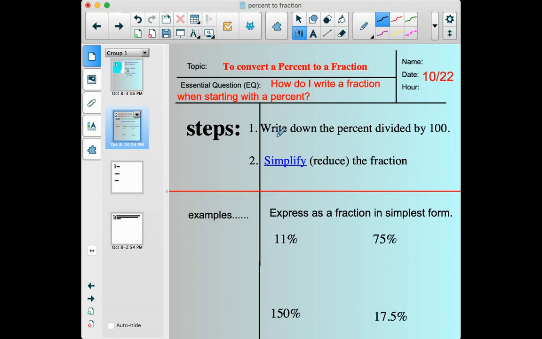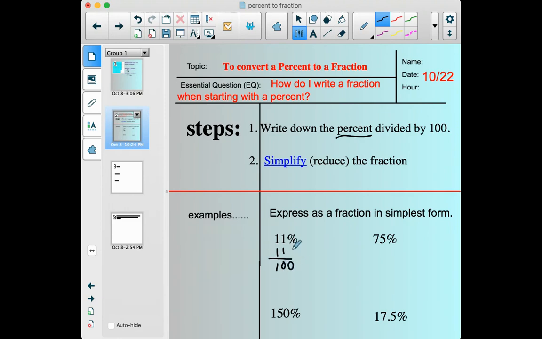So the steps, if you're given a percent, you're going to write it as that number divided by 100 because that's what percent means. Percent means out of 100. After we've done that, if possible, we're going to simplify and reduce the fraction. Sometimes we'll be able to do that, sometimes we won't. So here's an example, 11%. Remember that percent means out of 100. So that is 11 out of 100.